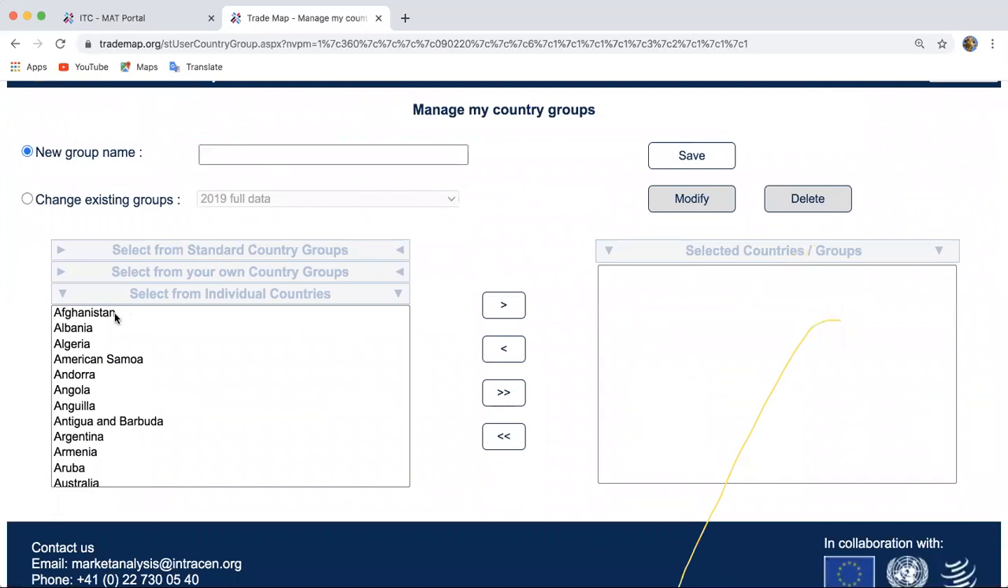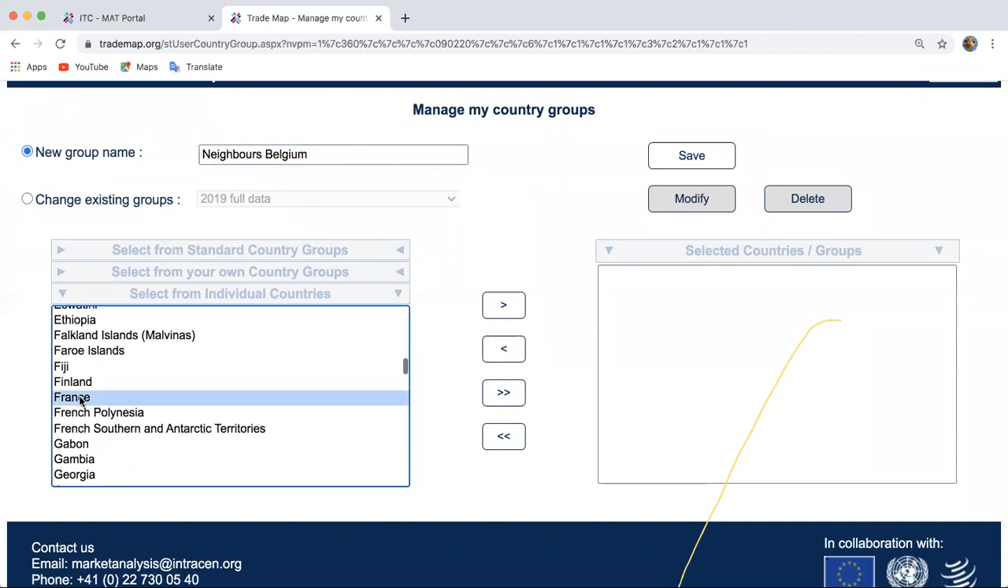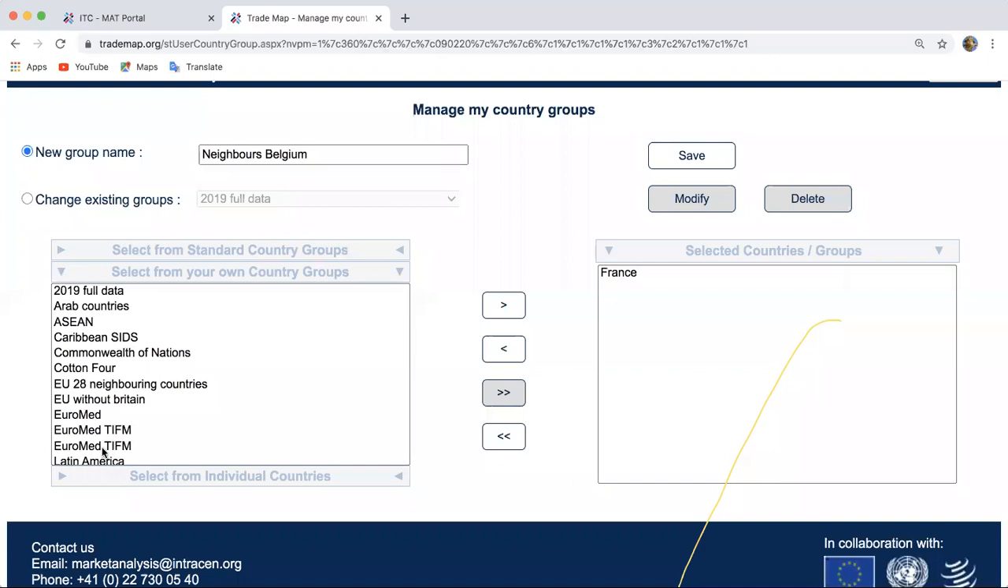Here is an example of how you create the country group. So I want to create neighbors of Belgium. I create the name. I can start adding my neighboring countries, which is France, Germany, the Netherlands. You can add them one by one, but you can also look into already created country groups. So if you want to add different groups together, I can add the Côte d'Ivoire to my neighbors as well.